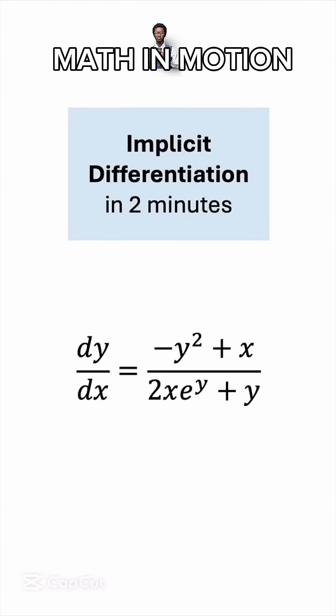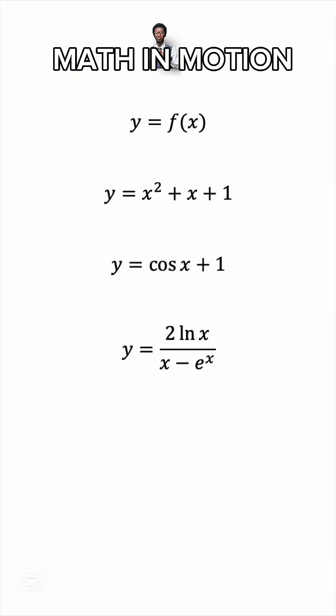Implicit differentiation explained in 2 minutes. Usually, the functions we deal with have the form y equals f of x, the output y on one side, and everything to do with the input x on the other side. These are called explicit functions.